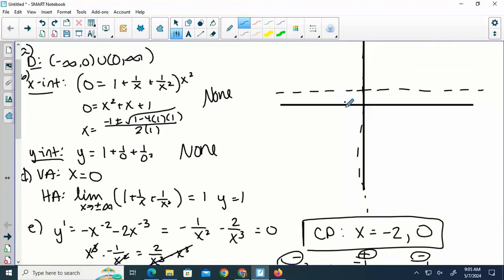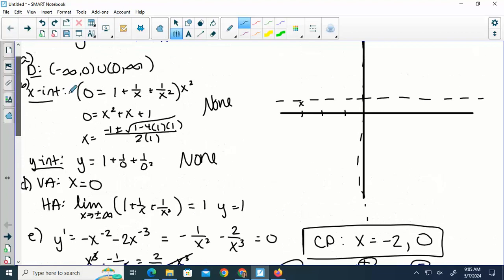How do we mark those on the graph? X's. It's just under there. We had, let's see, our min at negative 2, 3/4, so just a little bit less than that. We had no other maxes or mins.